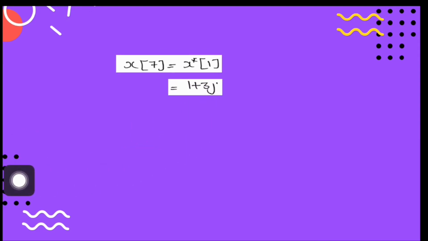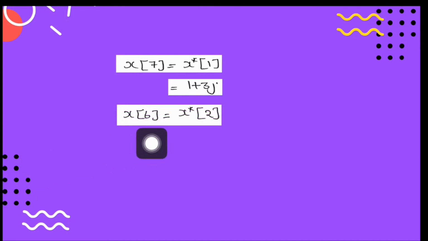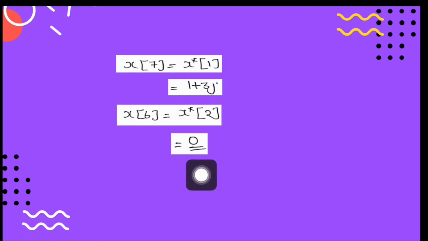On the other hand, the desired quantity x of 6 can be equated to x conjugate of 2. X of 2 is given in the question as 0. Correspondingly, its conjugate becomes 0. Thus, we obtained our desired quantities as 0 and 1 plus 3j, so our answer is option B. Hope you understood this problem perfectly.